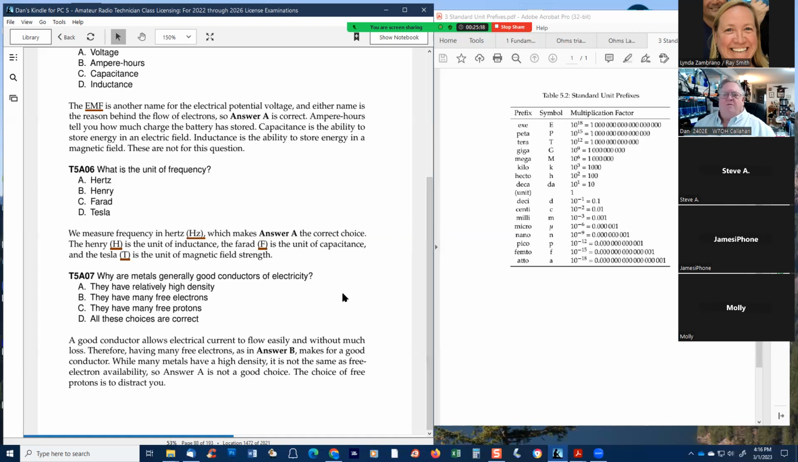They ask, what metals are generally good conductors of electricity? Why are they? You might think they have a high density, but aluminum is lower density than others, and it works. They have a lot of free electrons. Electricity, we think, is the flow of electrons. If they're free to move, you can push them around with electromotive force and have current.